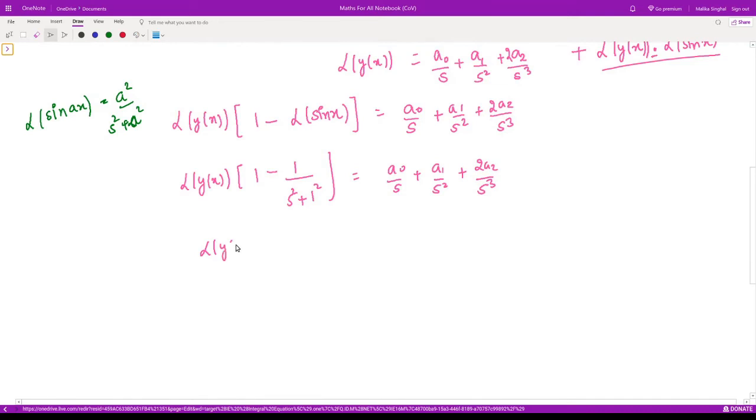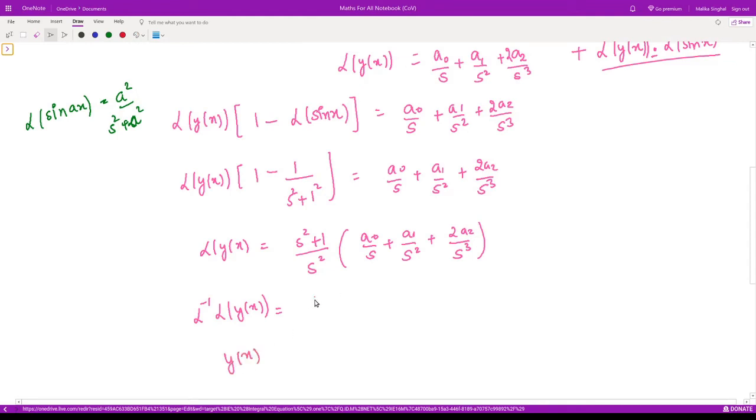So this would be, here when you simplify this, you'll get s square plus 1 divided by s square multiplied by a0 by s plus a1 by s square plus 2a2 by s cube, right? So let us simplify this. Or what you can do, you can take Laplace inverse on both sides. So you will have Laplace inverse of Laplace of y of x, which would ultimately be y of x, right?